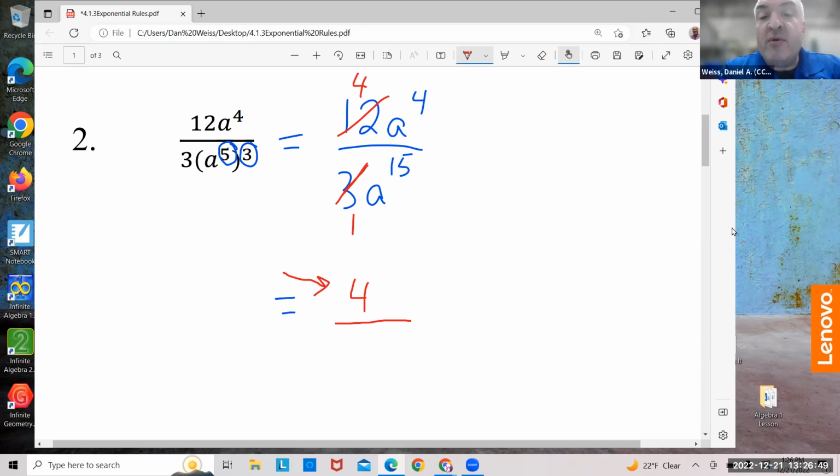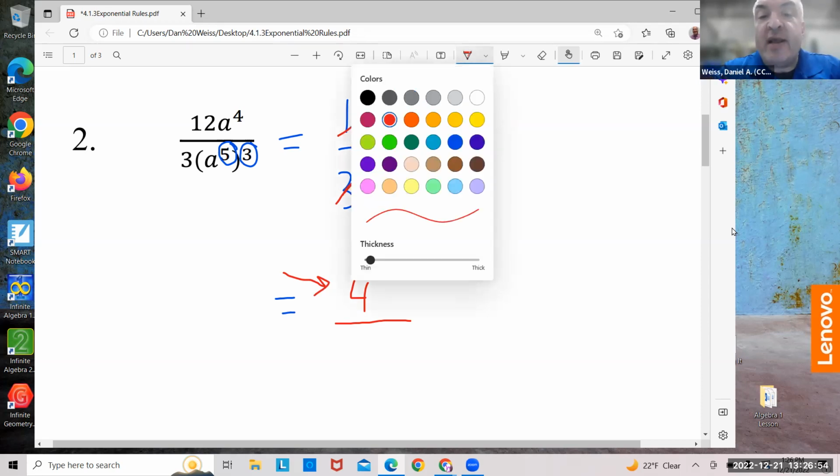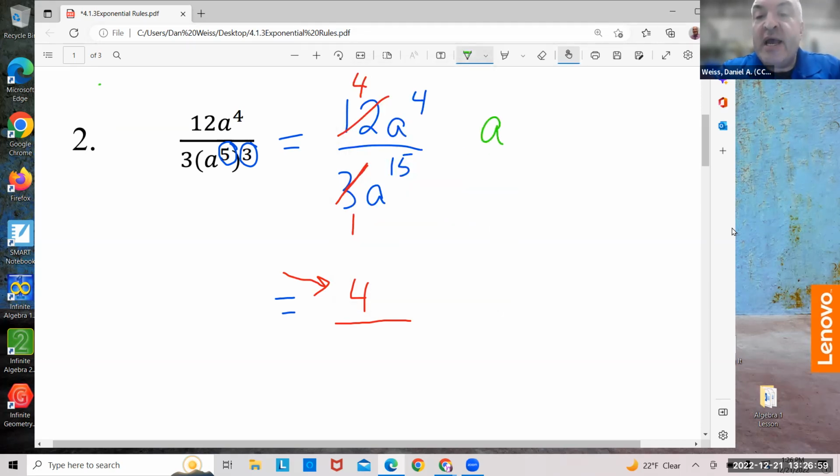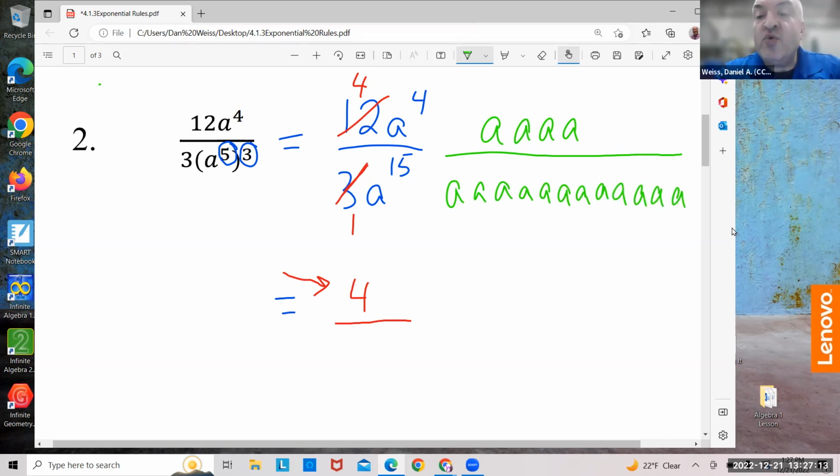Now, here's the thing. Remember a to the fourth over a to the 15th? Just in case you're forgetting, let's review. A to the fourth is a, a, a, a, and then a to the 15th is 1, 2, 3, 4, 5, 6, 7, 8, 9, 10, 11, 12, 13, 14, 15, right? So here's what's going to happen. 4 a's are going to cancel.